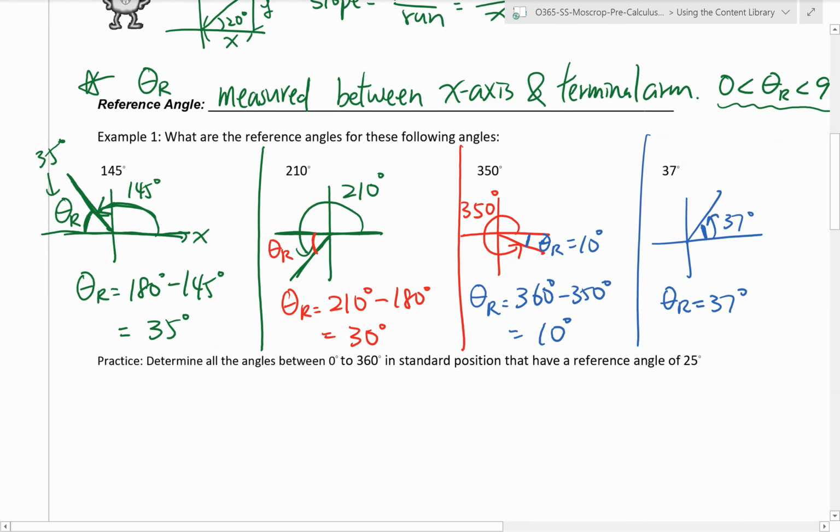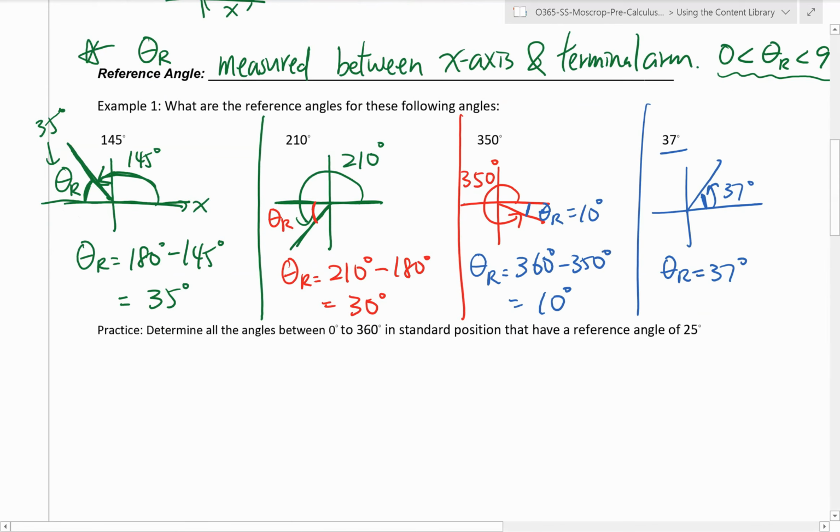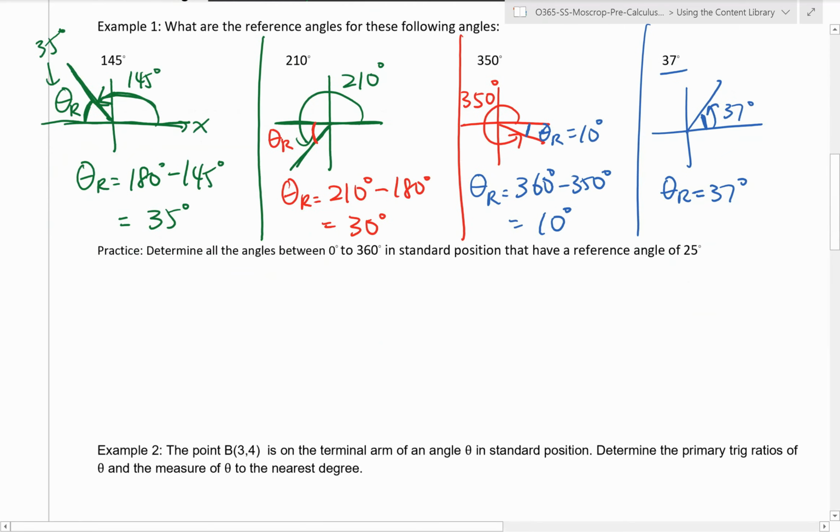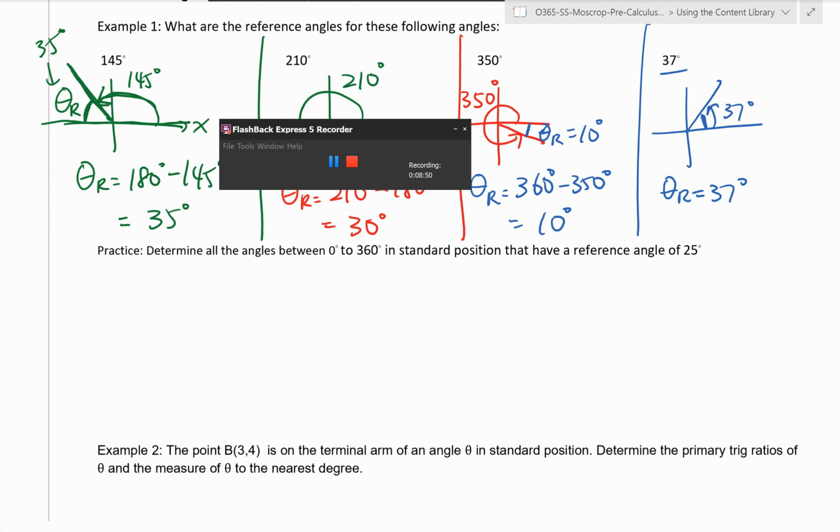For the practice questions, you're doing the opposite. Okay, it says determine all the angles between 0 to 360 in standard position that have a reference angle of 25 degrees. To be honest, I don't really consider 37 degrees as its reference angle. That's just 37 degrees, right? There's no reference angle for 37 degrees. 37 degrees is just 37 degrees. So you should figure out 3 angles between 0 and 360 that would have the reference angle of 25. Okay, so go ahead, do that. You should have 4 answers. I'll pause the video. You should pause the video too. Okay, good luck.